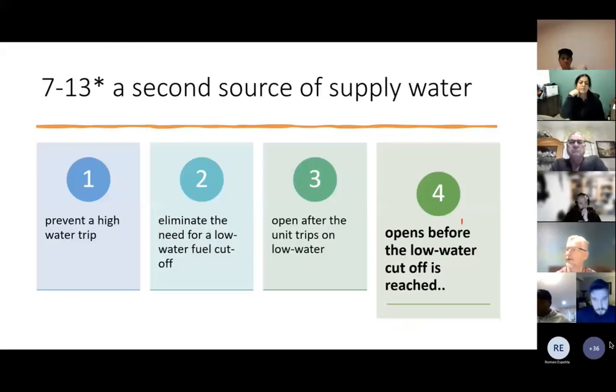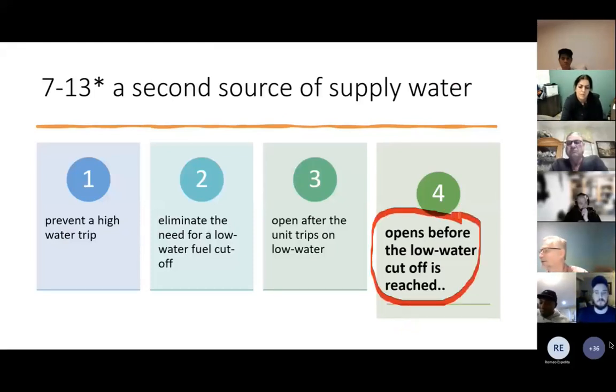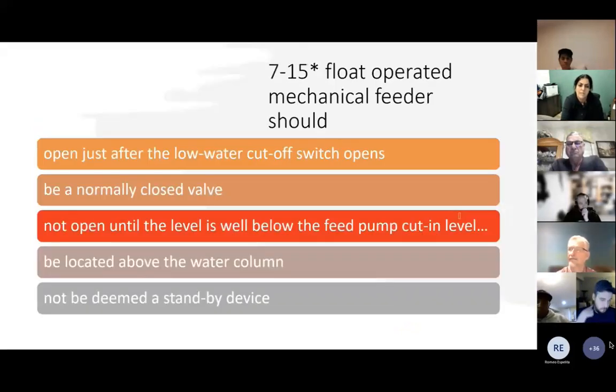Second source of supply water must open before the low water cutoff is reached. 715, so we're talking about mechanical float operated feed water should not open until the level is below the feed pump cut-in level. All right.